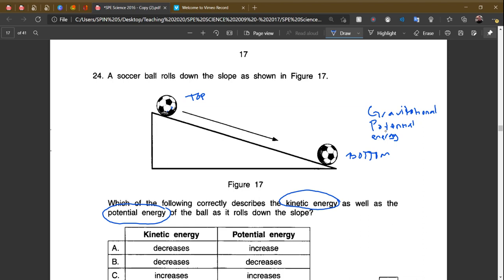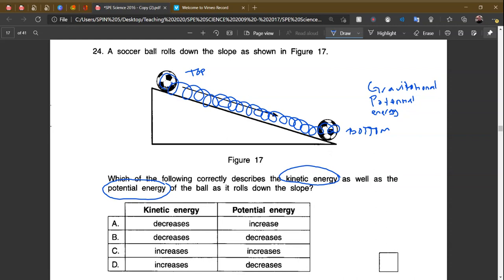Gravitational potential energy. And then as the ball moves down here, of course, as the ball rolls, it will definitely move faster. Therefore, kinetic energy will definitely increase. So A and B is up. And potential energy, as the ball rolls down there, it has lost its gravitational potential energy. Therefore, it will decrease. Therefore, the answer is D.